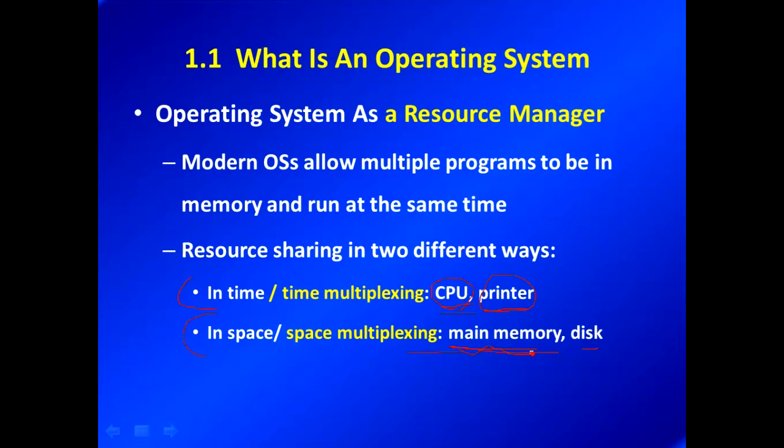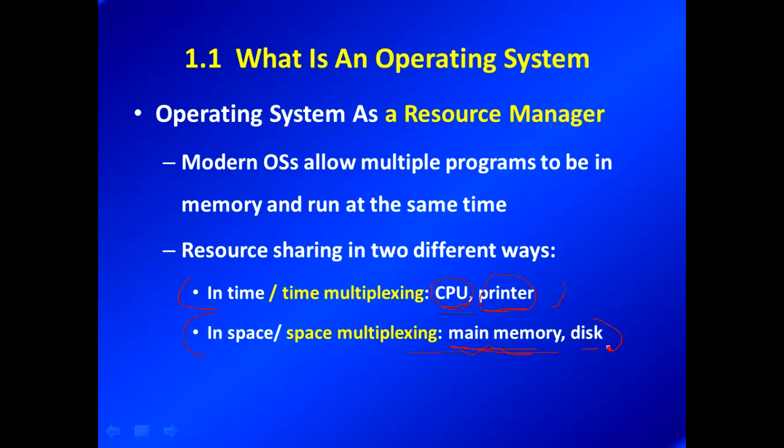That's called space multiplexing. And if multiple programs can occupy the resource, they can have all of the resource at only one instant. It's called time multiplexing. They cannot have the whole of the resource at the same time. They have to use this resource at different times, but when you have it, you can have it all. For main memory or disk, you just have part of them, but you can have them at the same time. I hope you can understand what I'm saying.